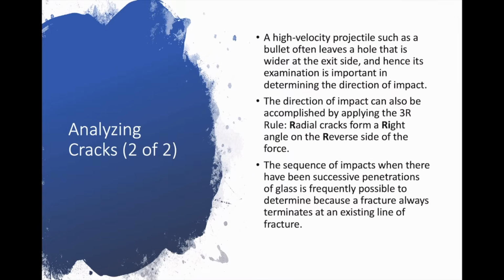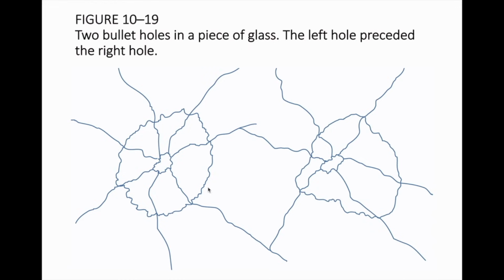And also this last bullet here, the sequence of impacts when there have been successive, more than one penetration, is frequently possible to determine because the fracture always terminates at an existing line of fractures. So for example, you got one bullet hole here, you got another bullet hole over here. You just look at this. Which one do you think, just from looking at this, occurred first?